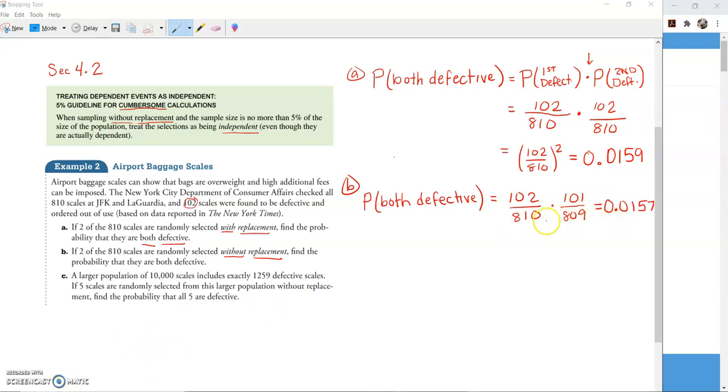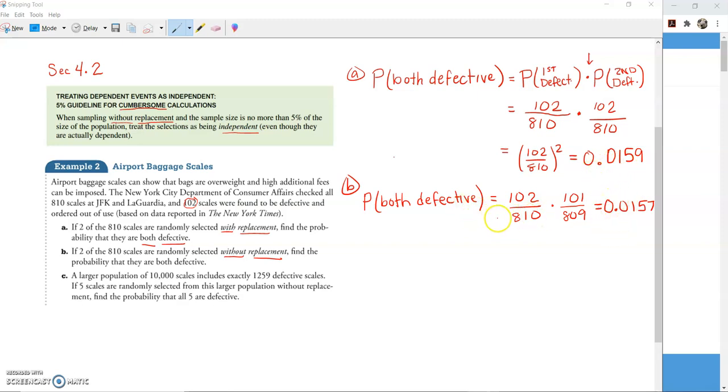Okay, so I typed that in my calculator and I got 0.0157. And if you notice, this is actually very close to what we got when we did it without replacement. So part of the idea here is understanding that with replacement and without replacement come up with very similar answers, depending on the problem. So that's one thing to note.